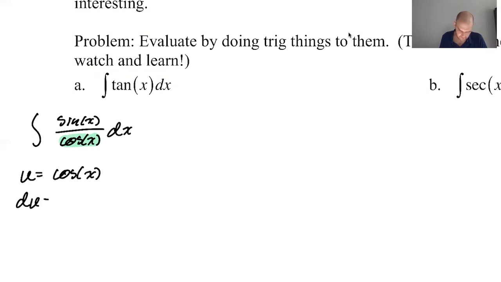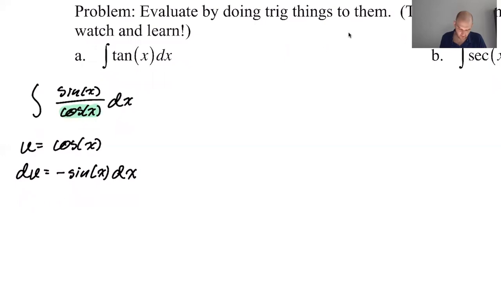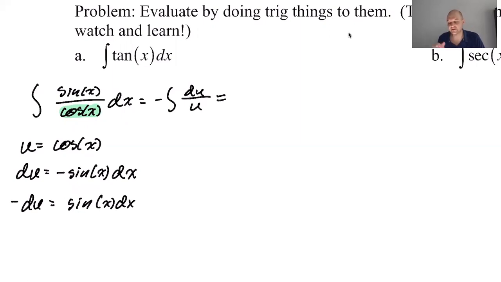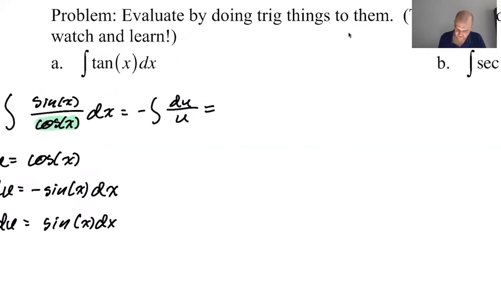Then du, the derivative of cosine, is negative sine of x dx. So it's not quite right? It's supposed to be negative du is sine of x dx. So this I can turn into negative du over u. And that's one where it's u to the negative first. So we don't reverse the power rule. We say that's natural log. So this is negative natural log. We put in the absolute value to fix the domain issues we might run into, plus c.